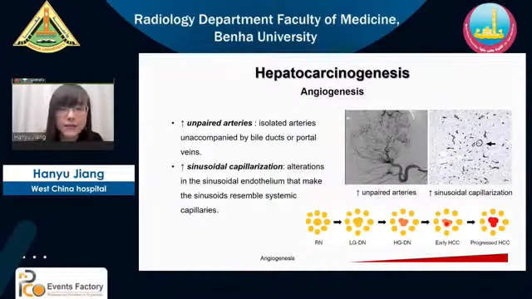Let's take a look at each of these alterations one by one. First, angiogenesis is characterized by the presence of unpaired arteries and sinusoidal capillarization. Unpaired arteries are isolated arteries not accompanied by bile ducts or portal veins. These abnormal arteries are present in RNs, are sometimes present in small numbers in LGDN, and are present with increasing size and number in HGDN, early HCCs, and progressed HCCs.